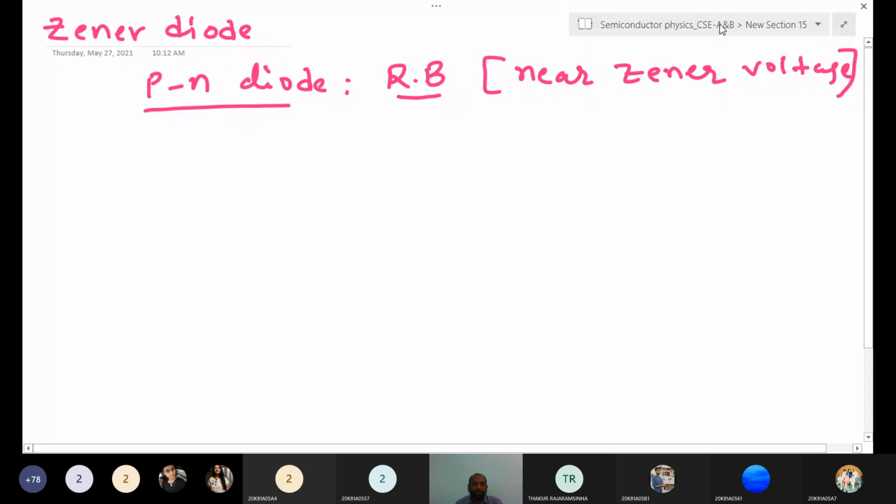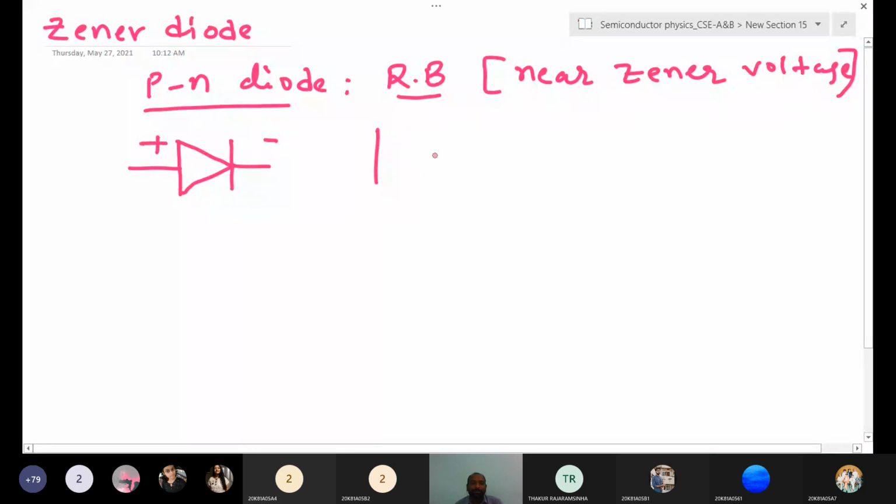So the Zener diode is the same as a PN junction diode. Here also you take P and N type semiconductor. The symbol of a general PN junction diode is just like this, with plus and minus.